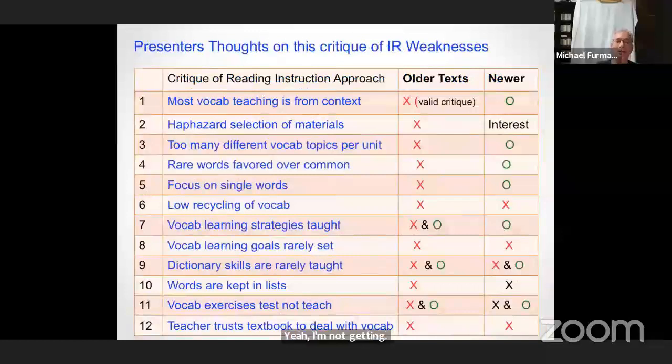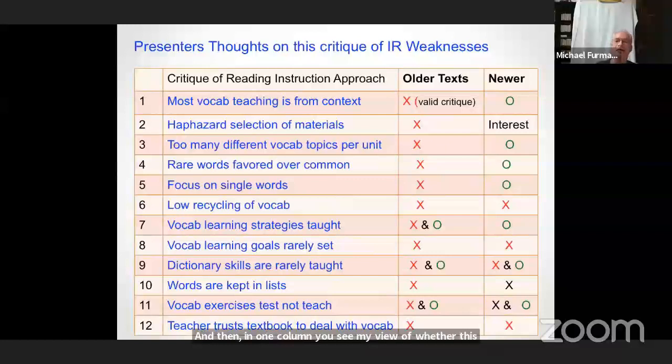So here's that same list again. And in one column, you see my view of whether this is accurate for the older texts and for the newer texts. Again, this is just my opinion. For the older texts, I think pretty much all of his comments are germane. I've put a red batsu, meaning it's a valid critique, and then a green one, meaning I have some doubts as to whether that's a valid critique of the latest books.